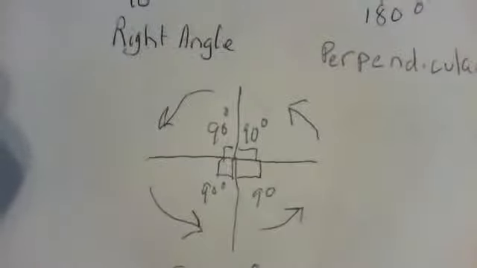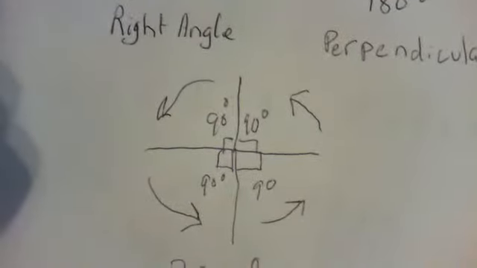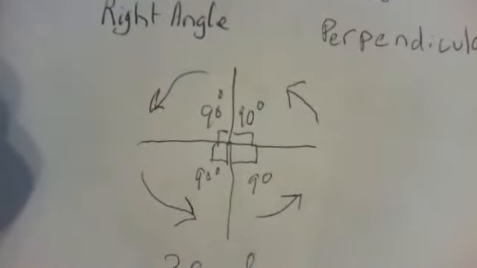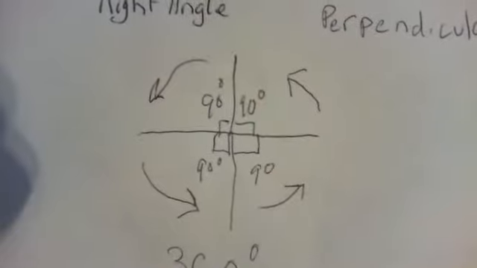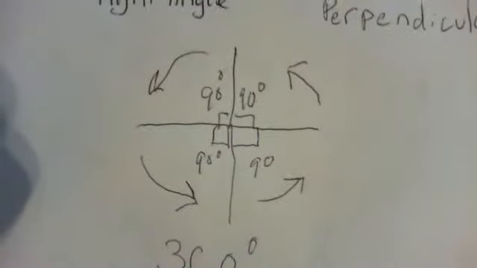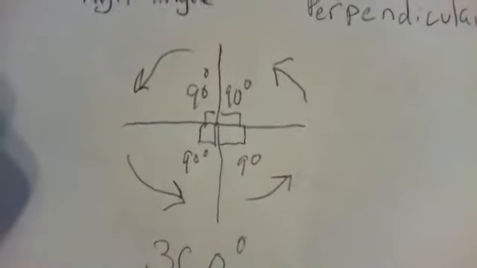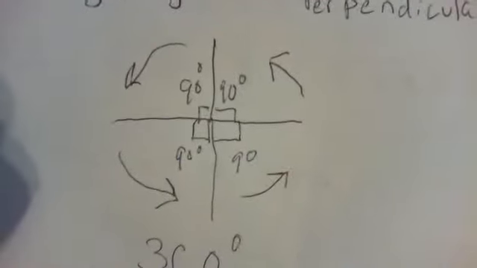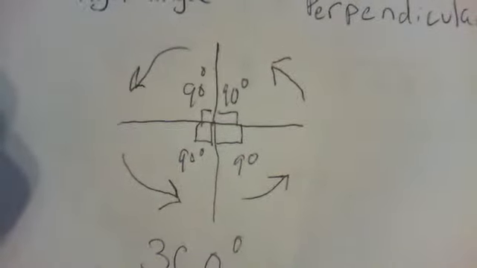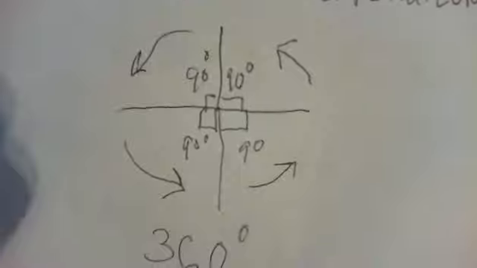Here is a complete 180, 180, which is 360 degrees, which is a complete circle. So when we talk about 360 degrees, we're talking about a complete circle. A complete circle going all the way around is also known as 360 degrees. These concepts we need to know.